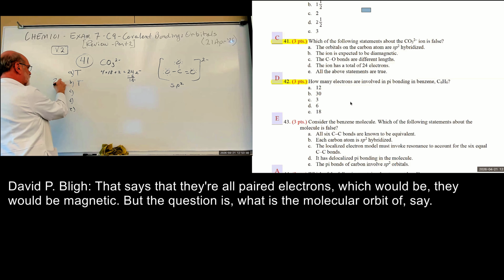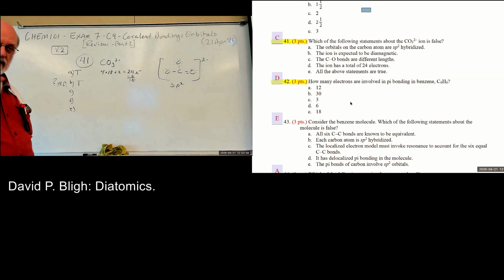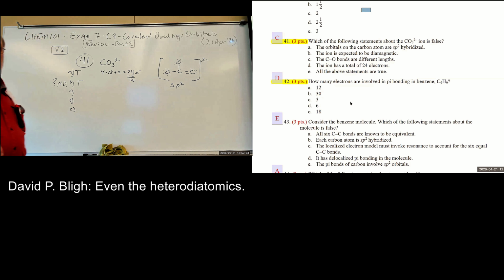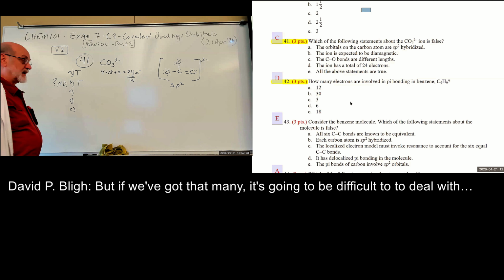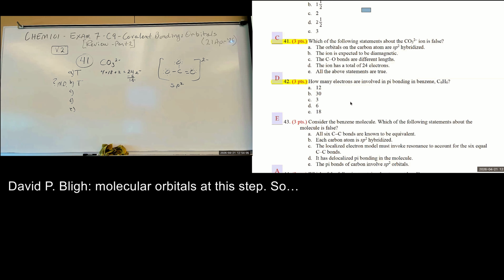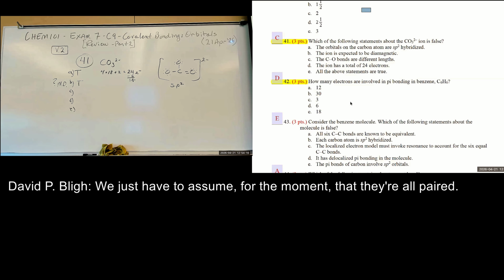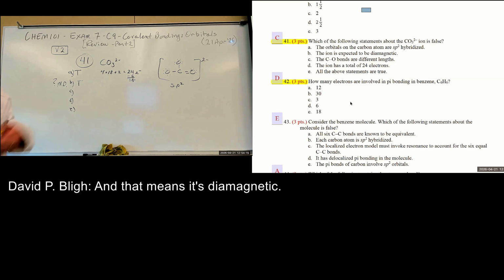But the question is, what does the molecular orbital say? And this is too complex for us to do molecular orbitals, right? It was fairly simple to do the diatomics, even the heterodiatomics. But if we've got that many, it's going to be difficult to deal with molecular orbitals at this step. So we just have to assume for the moment that they're all paired, and that means it's diamagnetic.